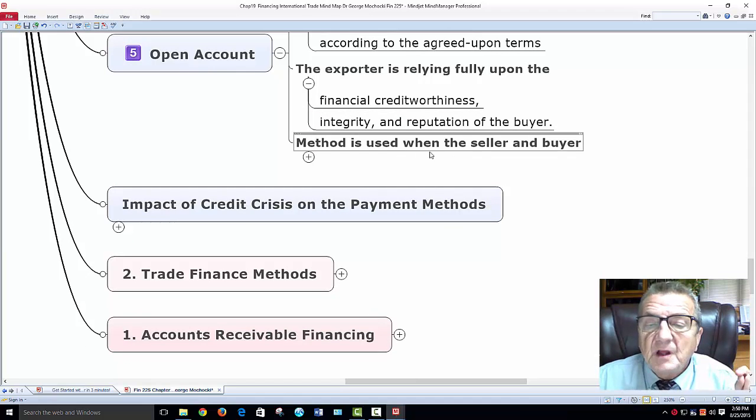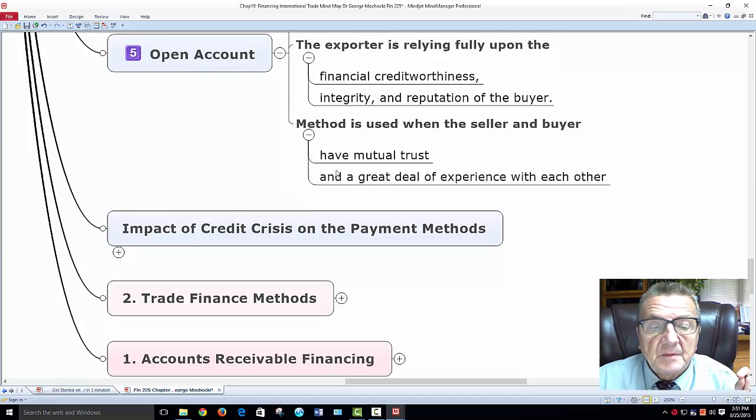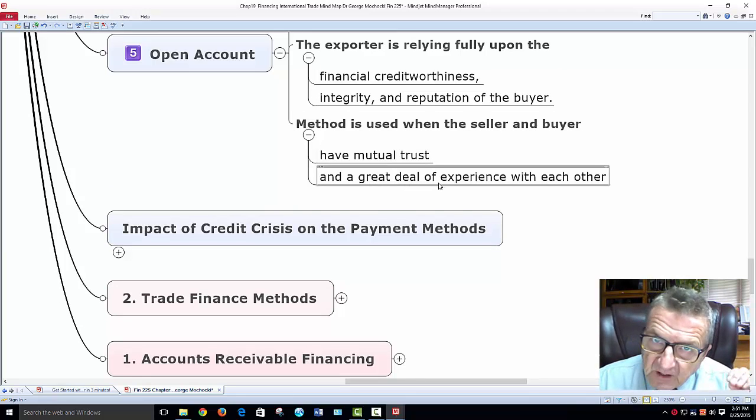Okay, this is a method used when the seller and buyer have mutual trust, a relationship and a great deal of experience with each other. You have to understand the other person. Remember, it's a smaller market. I'm not talking about consumers. I'm just talking business to business at this juncture.